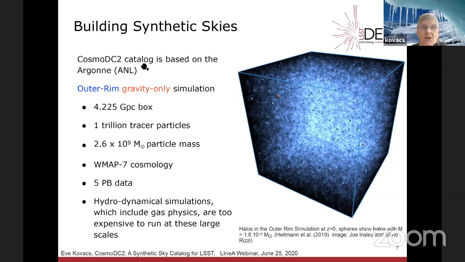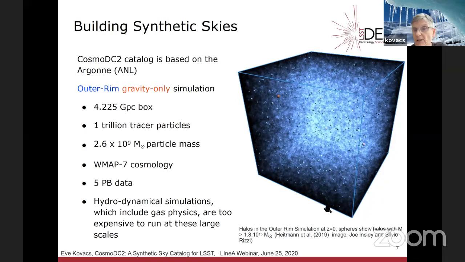CosmoDC2 is based on an Argonne (ANL) simulation called the Outer Rim. This is a gravity-only simulation. It's a very large box, 4.225 Gpc on one side. There are over 1 trillion tracer particles. The particle mass is about 2 times 10^9 solar masses. So this is one of the largest simulations available with this particle resolution. It's based on WMAP7 cosmology. Altogether, it generated over 5 petabytes of data.